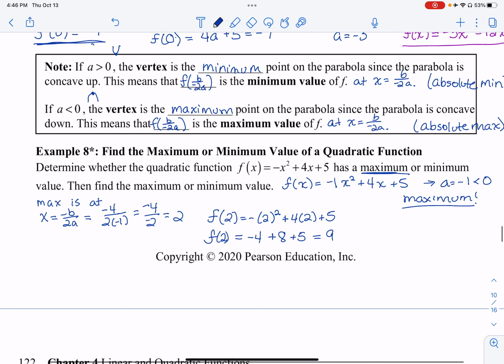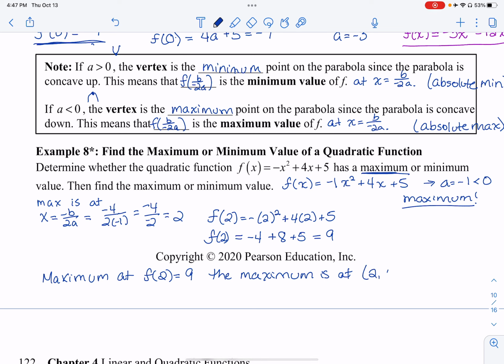So we can say that we have a maximum at f(2) = 9, or you can say the maximum is at the point (2, 9). You can say that either way.